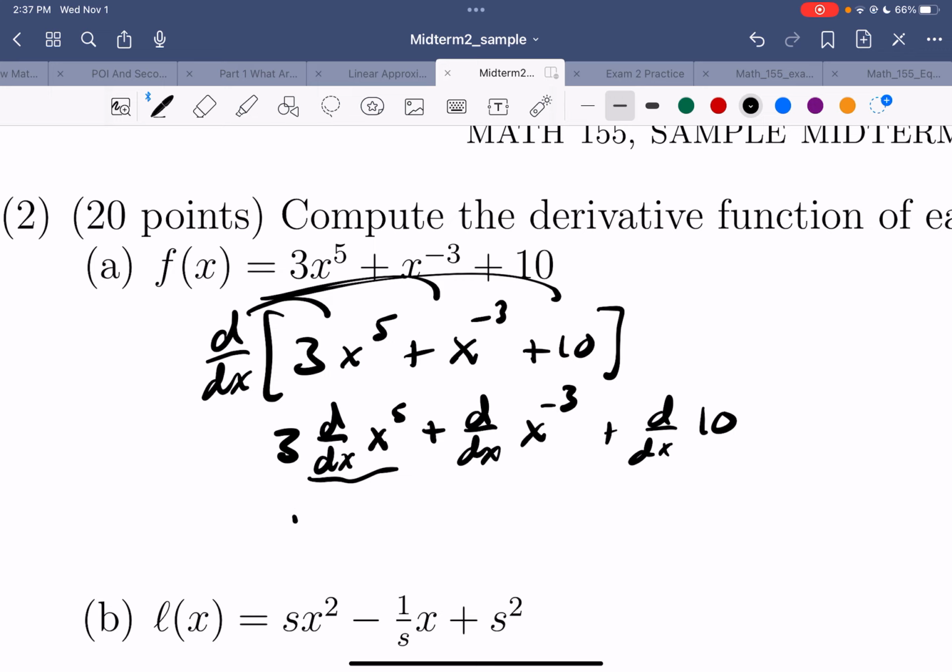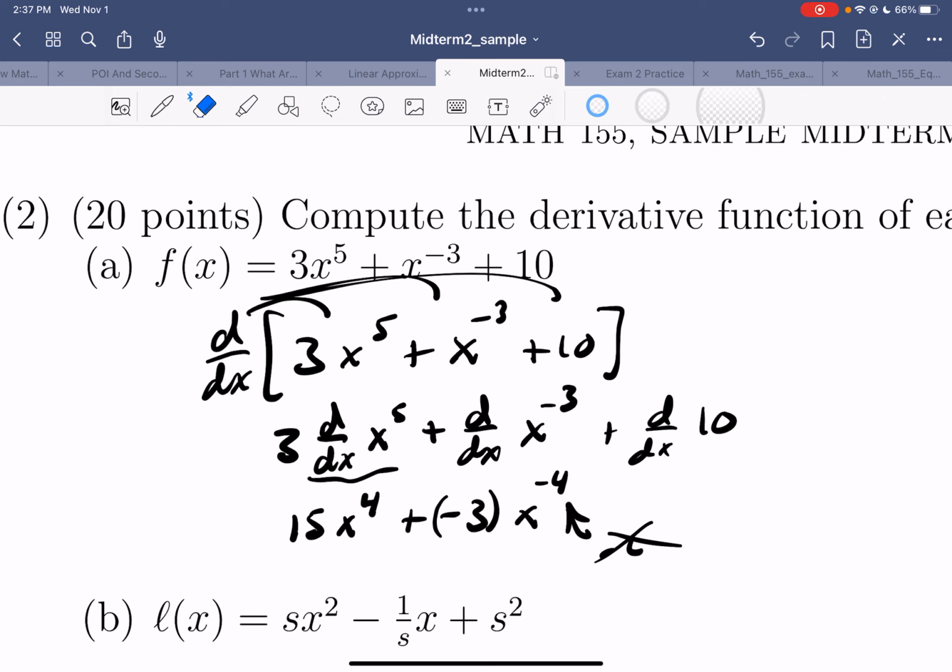The 5 comes down. 3 times 5 is 15. And you have x to the 4th. Plus the -3 comes down. And -3 minus 1 is -4. Be really careful. Don't do -2 here. Don't do it. Okay? Common mistake because people are so used to 3's becoming 2 and you subtract 1. But when it's a negative, you get more negative.